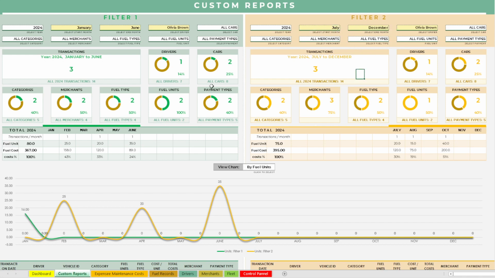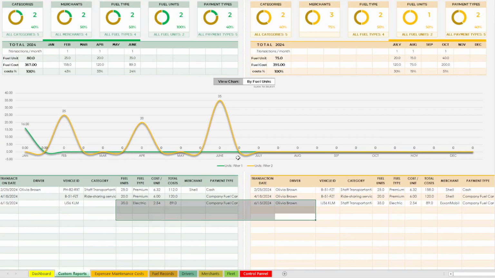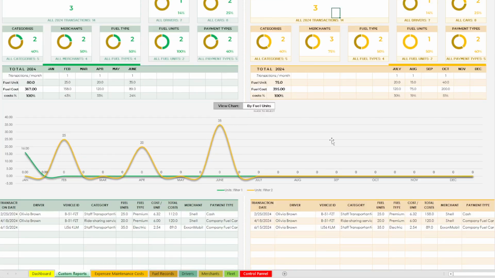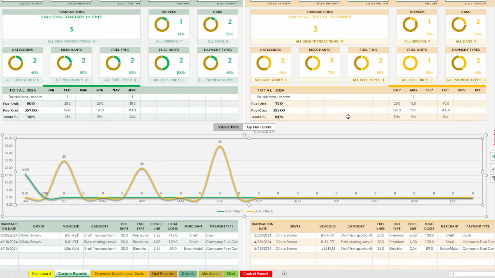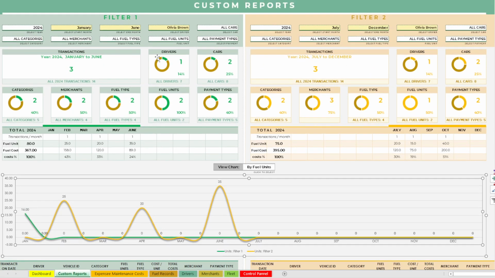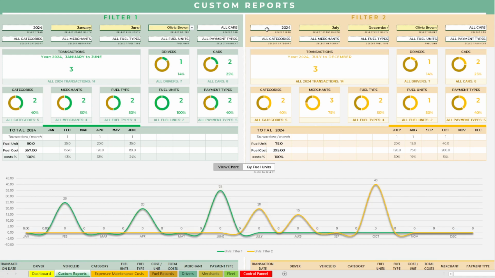So as you see, immediately the data is presented here. The tables update a bit slower, but while we are reading the data from here, the table and the chart will be updated in the background. So we see that for Olivia Brown. Okay, so we have the same employee, 2024 year, and we have all the data compared for Olivia Brown.